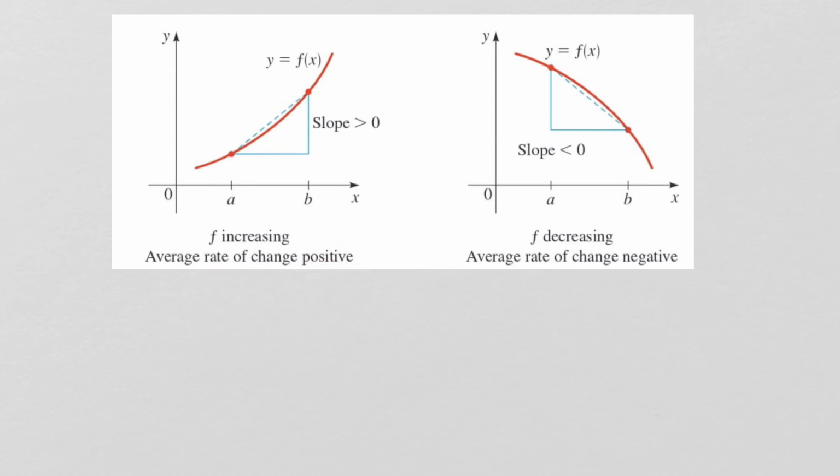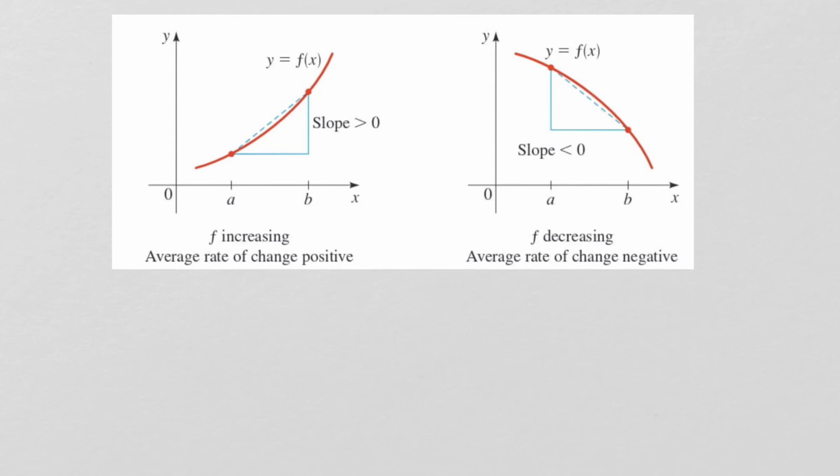Now, likewise, if a function is decreasing, now when you look at the movement from f of a to f of b, the slope of this secant line is going to be negative, and that's because the function is going down. So anytime you have a decreasing function, the average rate of change is going to be negative.